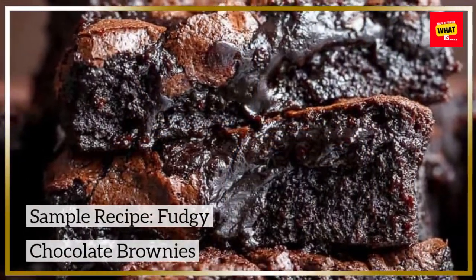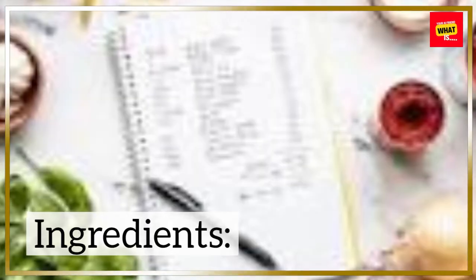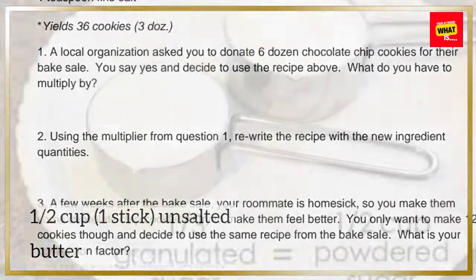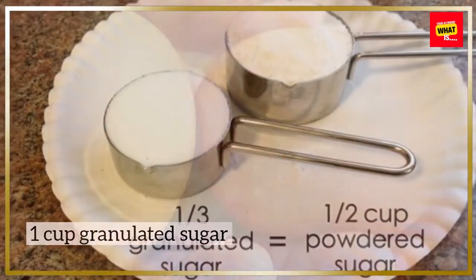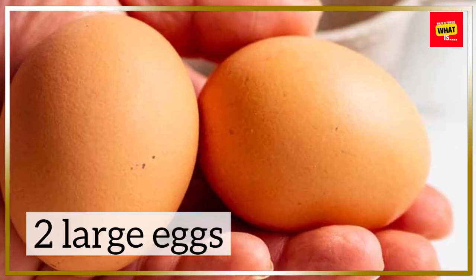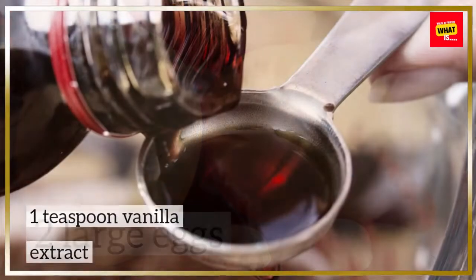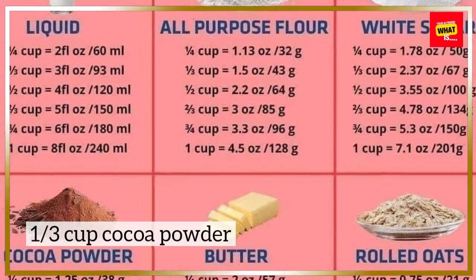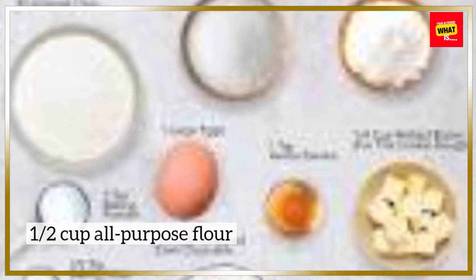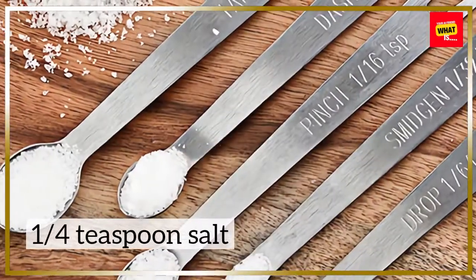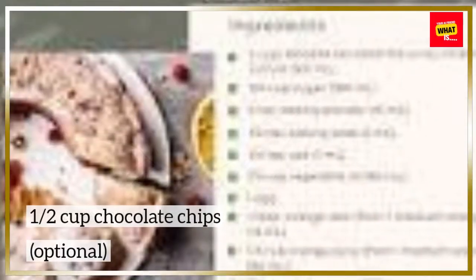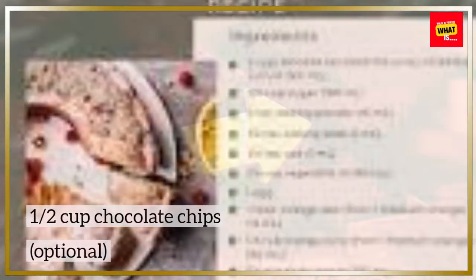Sample recipe: fudgy chocolate brownies. Ingredients: 1/2 cup, 1 stick, unsalted butter. 1 cup granulated sugar. 2 large eggs. 1 teaspoon vanilla extract. 1/3 cup cocoa powder. 1/2 cup all-purpose flour. 1/4 teaspoon salt. 1/4 teaspoon baking powder. 1/2 cup chocolate chips, optional.